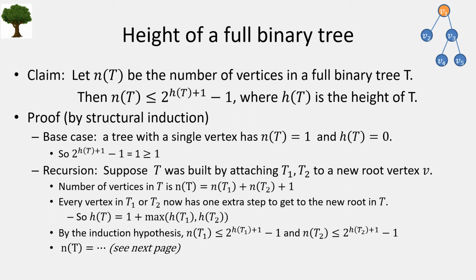So how many nodes are in the new tree? Well, we have all the nodes of T1 plus all the nodes of T2 plus the vertex V: n of T1 plus n of T2 plus 1.